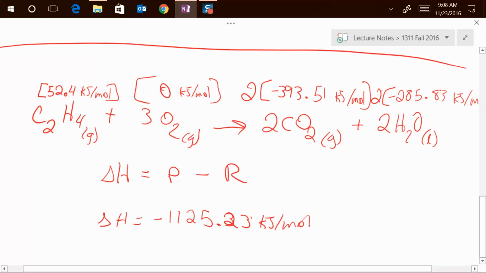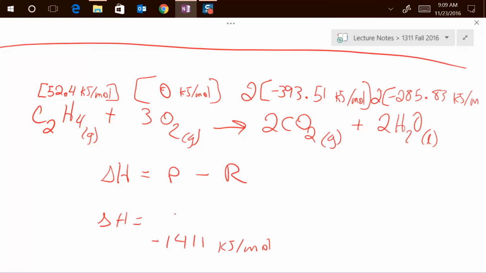Okay, so I need that verified. See, it's not quite what. Is that what you guys are getting? No, what are you getting? Yeah, that's more. Negative 1,411 kilojoules per mole. Yeah. Okay. That's what you should be getting. Okay, so that is the right answer. So if you're doing this correctly, that's what you'll be getting.